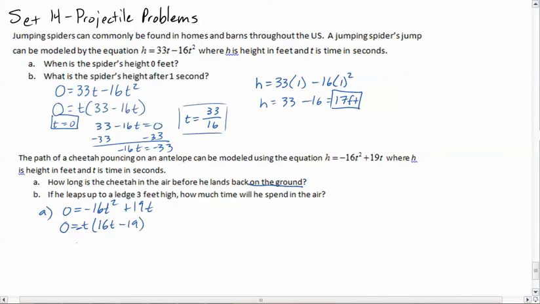We can solve for both of those. So we go negative t equals 0 and 16t minus 19 equals 0. Divide by negative 1, and t equals 0. We add 19, divide by 16.